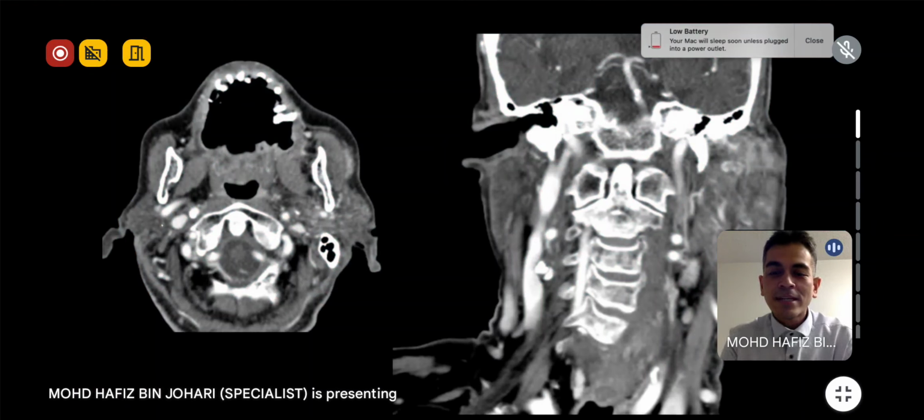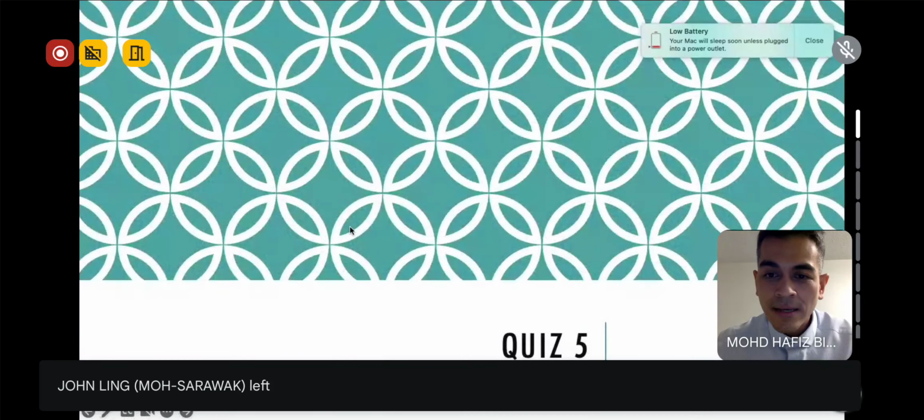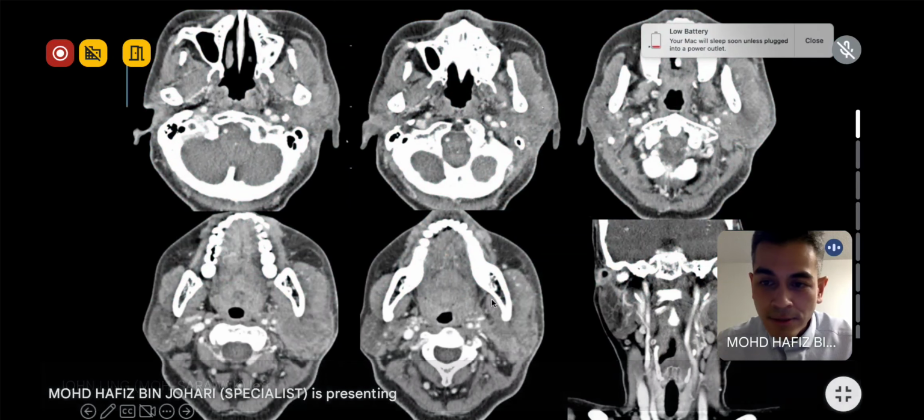Okay, this is quite straightforward. Anyone? Okay, never mind. I will just tell you this is an enlarged and enhancing right parotid gland. This is a straightforward case of acute parotitis. But this one is not. We can see an enhancing collection within the parotid gland. So this is a case of acute suppurative parotitis.